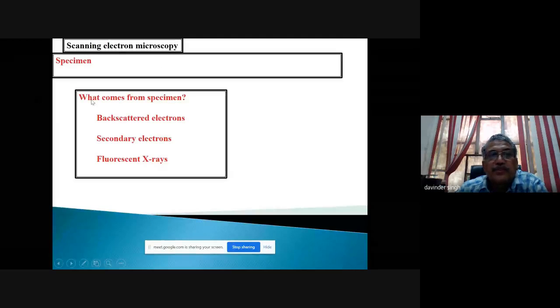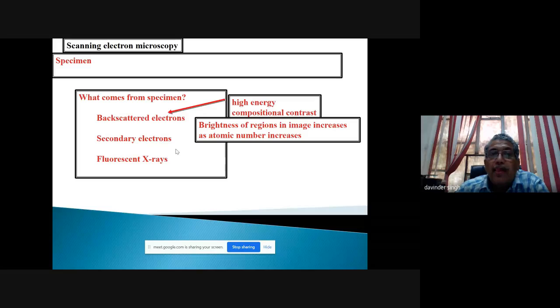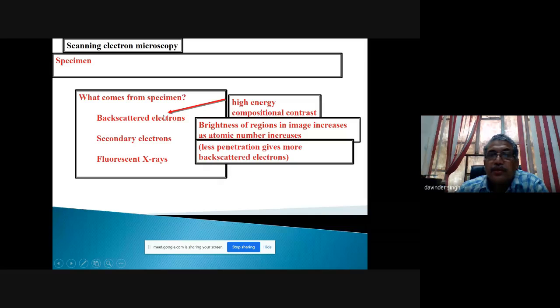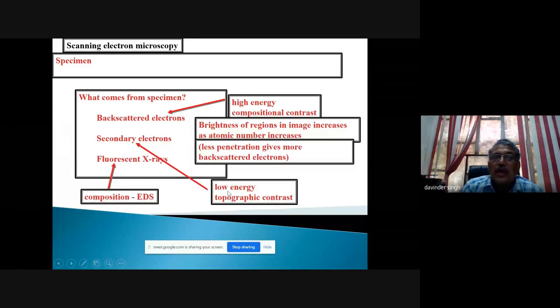What comes to the specimen is high energy. Compositional contrast comes from the backscattered electrons. So generally backscattered electron scanning gives you high energy compositional contrast, and the brightness of the regions in the image increases as the atomic number increases. Now, less penetration gives more backscattered electrons. If penetration is less, it means backscattered electrons will be more. Now, secondary electrons give low energy topographic contrast, and fluorescent X-rays give you the elemental analysis.